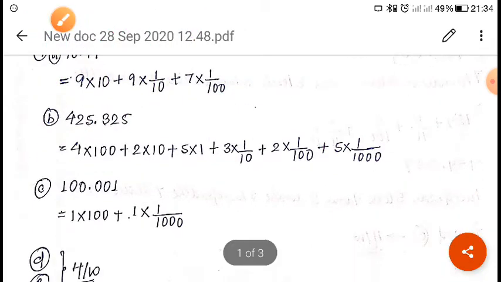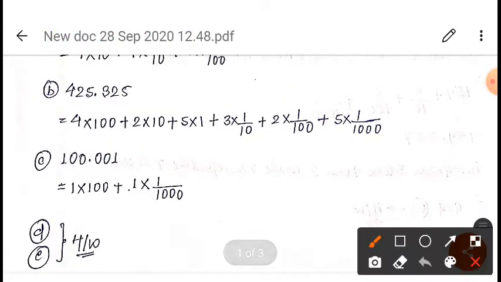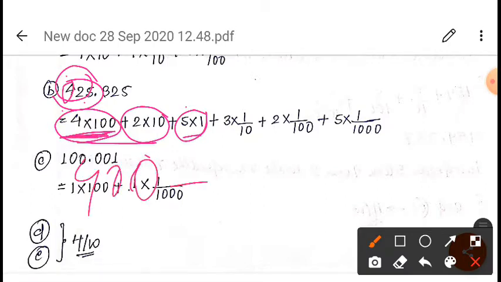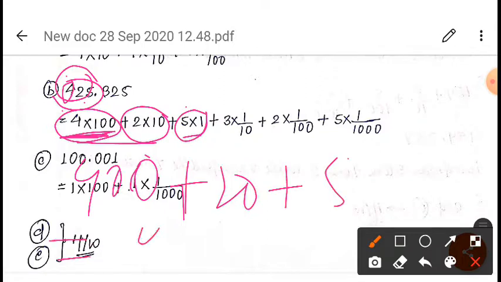Now next is 425. For 4 we can write 4 into 100, because when you multiply this we will get 400, right? And after that for 2 we can write 2 into 10, which will come 20. And for 5 we can write 5 into 1. So when you add these 3, you will get 400 plus 20 plus 5, which is 425, right? So we will get 425 here.